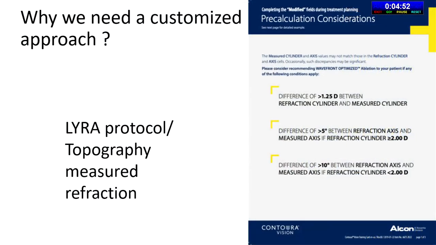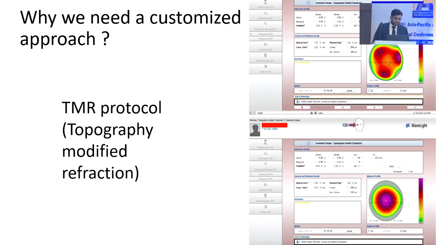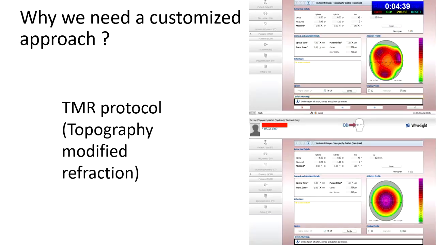Why do we need such an approach? Because the Lyra protocol from Alcon gives you FDA-approved guidelines within which you can do the procedure, beyond which they suggest not to do the procedure. To overcome this problem, we started doing topo-modified refraction, where we try to correct the entire topolyzer astigmatism. However, it does not take into consideration the posterior corneal astigmatism, as a result of which we saw some surprises and axis flips which kept happening.